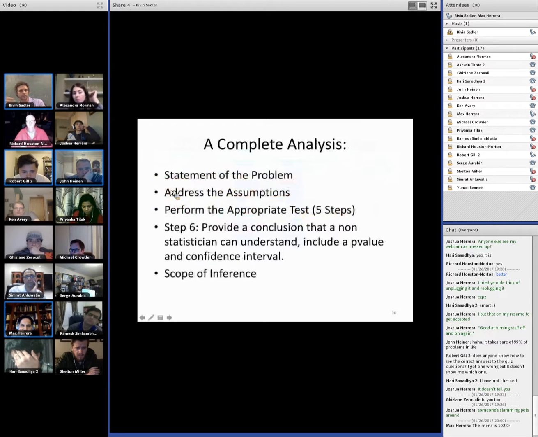Statement of the problem. It's going to help you make a really good report. You want to state the question of interest, or more. Sometimes there's more than one, especially when we hit regression. Right now, we're not in regression. You're just going to state the problem. I'll show you an example of that here in a second.